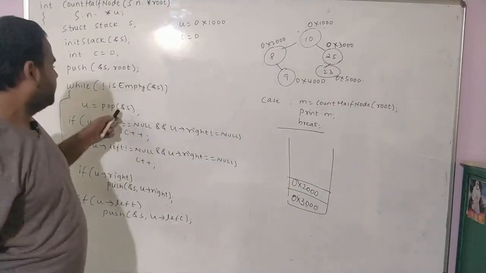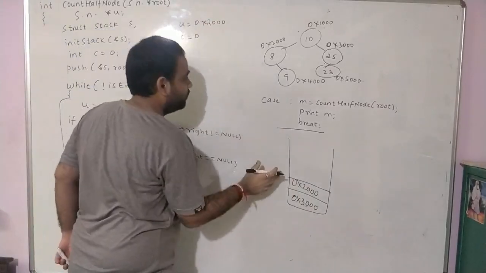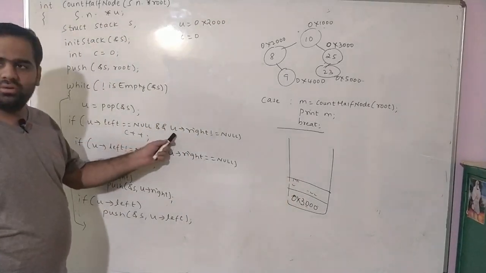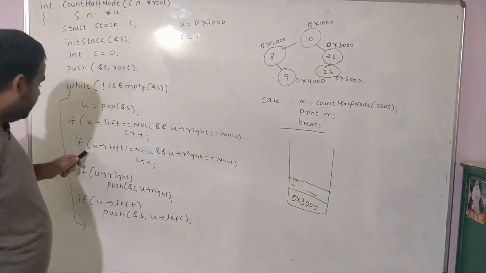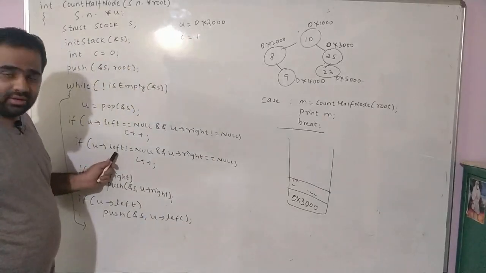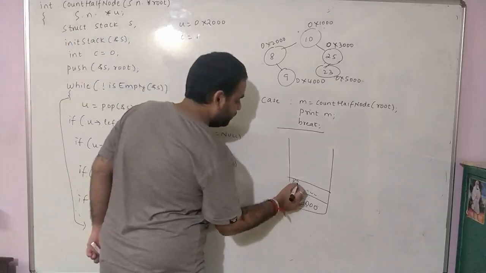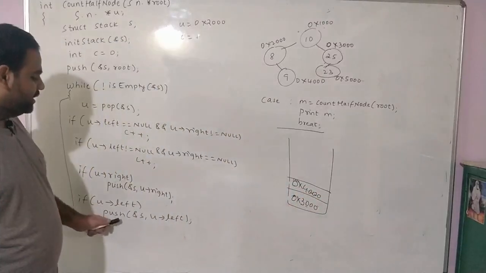Again you go back, not is empty of stack, yes. U is equal to pop. What do you pop? You pop 2000 from the stack. 2000 arrow left equal to null, yes. 2000 arrow right equal to null, yes. You say count plus plus, the value of count becomes 1. Since this is if, again 2000 arrow left not equal to null, it is false. 2000 arrow right, it is 4000, not equal to null, yes. Therefore you push 4000 onto the stack. But 2000 arrow left is null, do not push it.